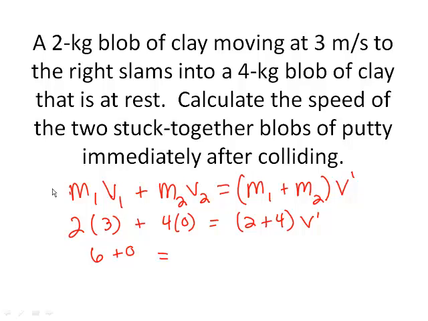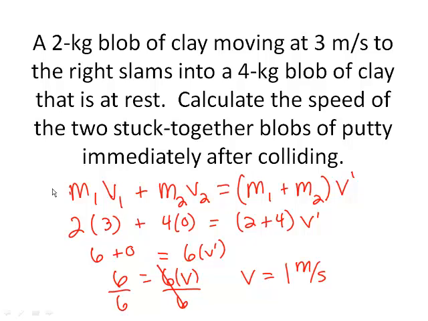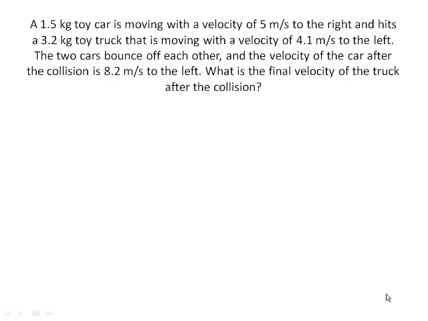So this is going to be 6 plus 0 equal to 6 times v. So 6 equals 6v. Divide by 6 to get v. These are going to cancel out. 6 divided by 6, velocity equals 1 meter per second. And that's our answer.